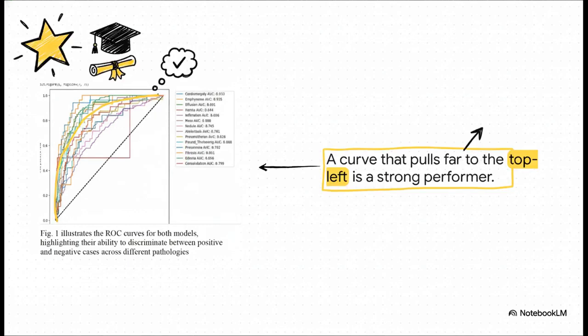Now, let's see what a good model looks like. The higher up a line goes, the better it is at catching the disease. The further to the left it stays, the fewer mistakes it makes on healthy people, so you want a curve that shoots up and to the left. See that yellow line for emphysema? It pulls way up there. That tells us it's fantastic at finding the disease while rarely making a mistake. That's a star student right there.